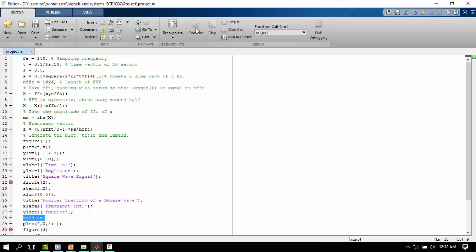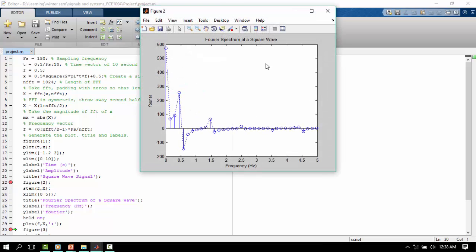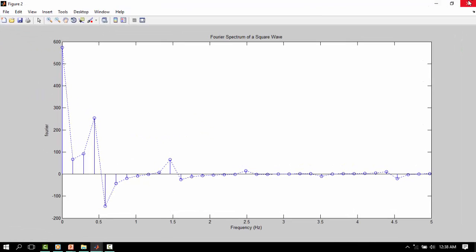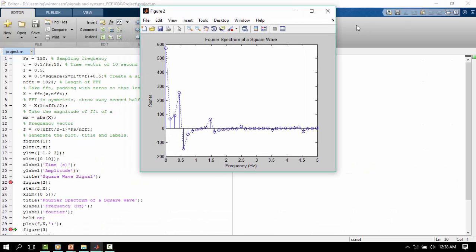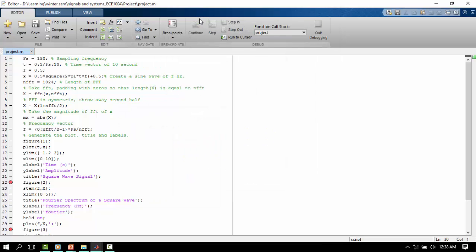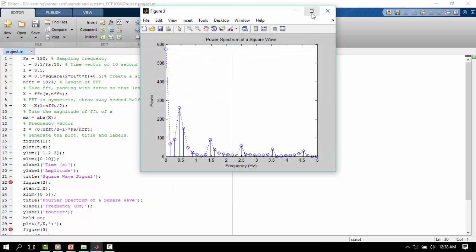So, the Fourier transform will be as shown. Hence our final output, the power spectrum, is as follows.